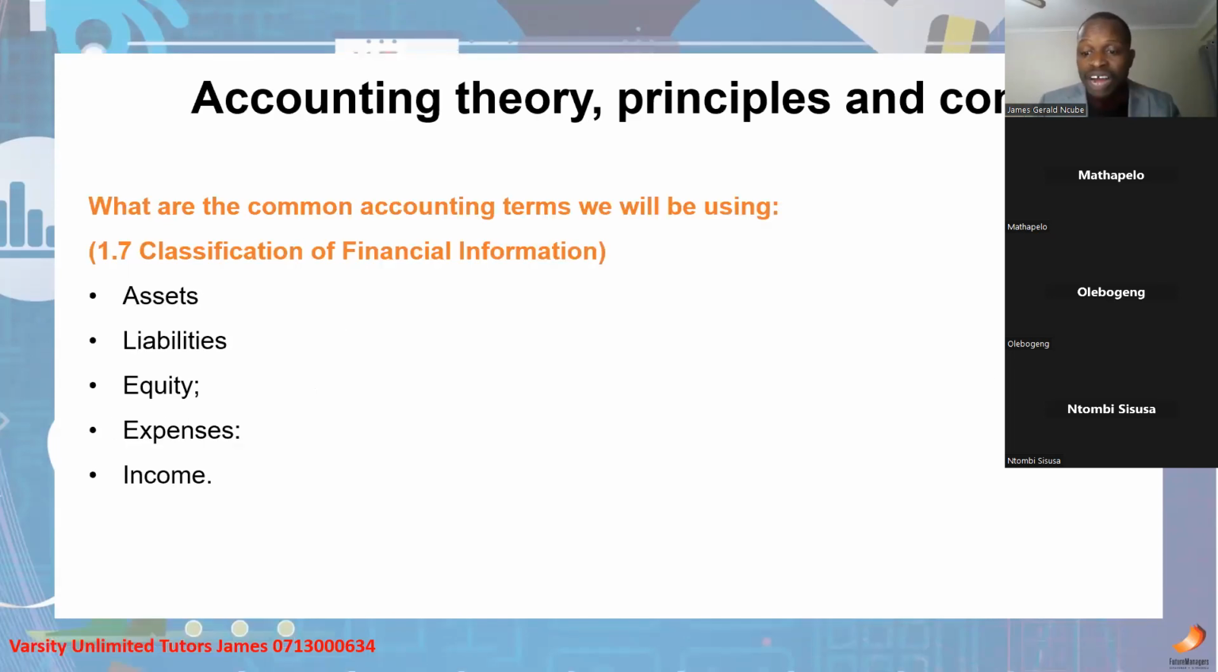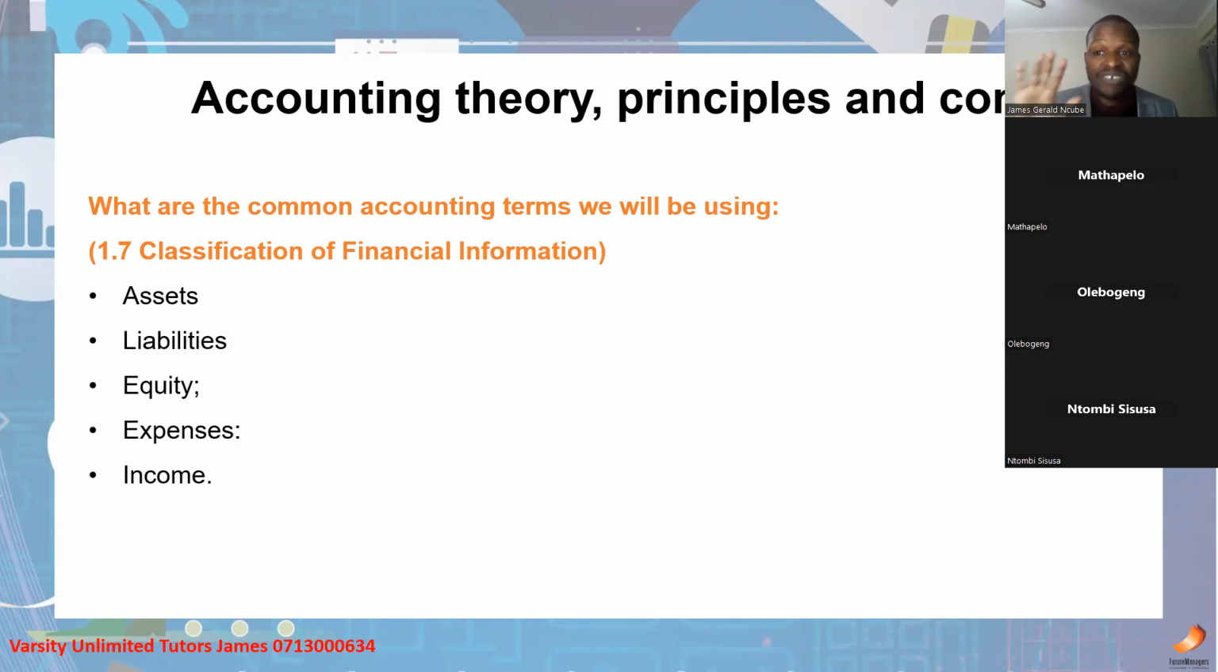So today we want to cover the remaining parts of unit number 1, not everything, but some of unit number 1. If you check in your study guide, I think it's under 1.7, classification of financial information. I want to jump a couple of things and go to that one directly, because most of the terminology that we will be using is what we want to discuss right now. So that when I talk about assets, liabilities, equity, expenses, and income, you have an understanding of what I am talking about. You can visualize what I am talking about at the end of the day.